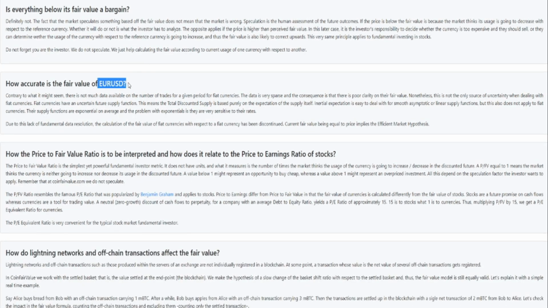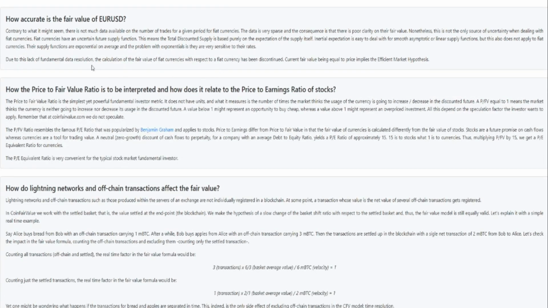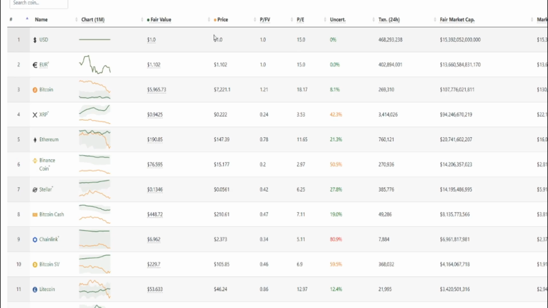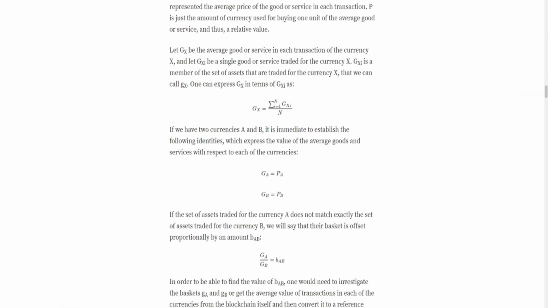Then it asks how accurate is the fair value of Euro USD? It says it's not, and that it's impossible to calculate it. And then it says how the price to fair value ratio is to be interpreted, and that's what we talked about earlier, this one right here. If it's a 1, then the price is equal to the fair value. If it's higher than a 1, then the price is higher than the fair value. And if it's below a 1, the price is much lower than the fair value. So when I look at all of these, I see that XRP is way below, and it's making me wonder if that's why this got so much attention.